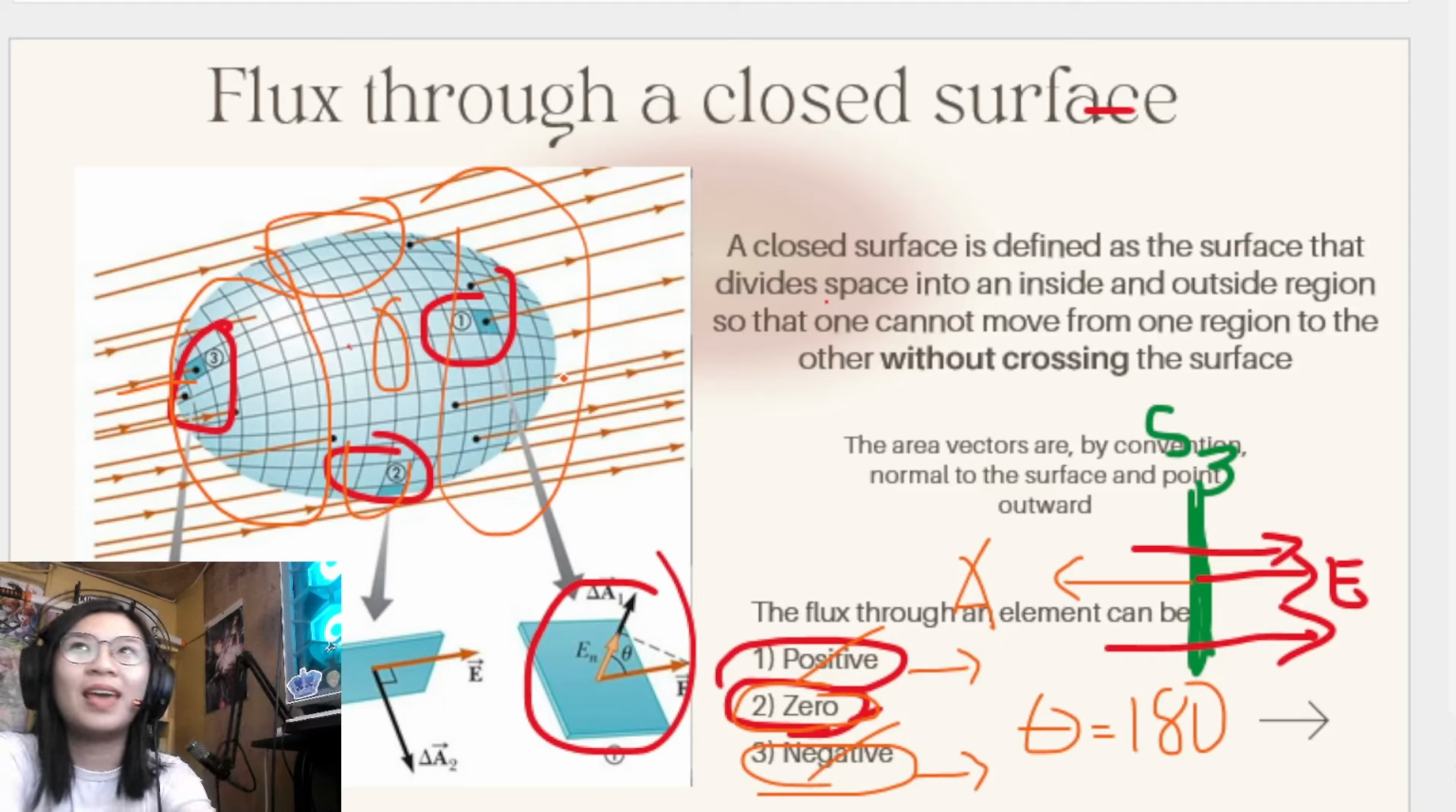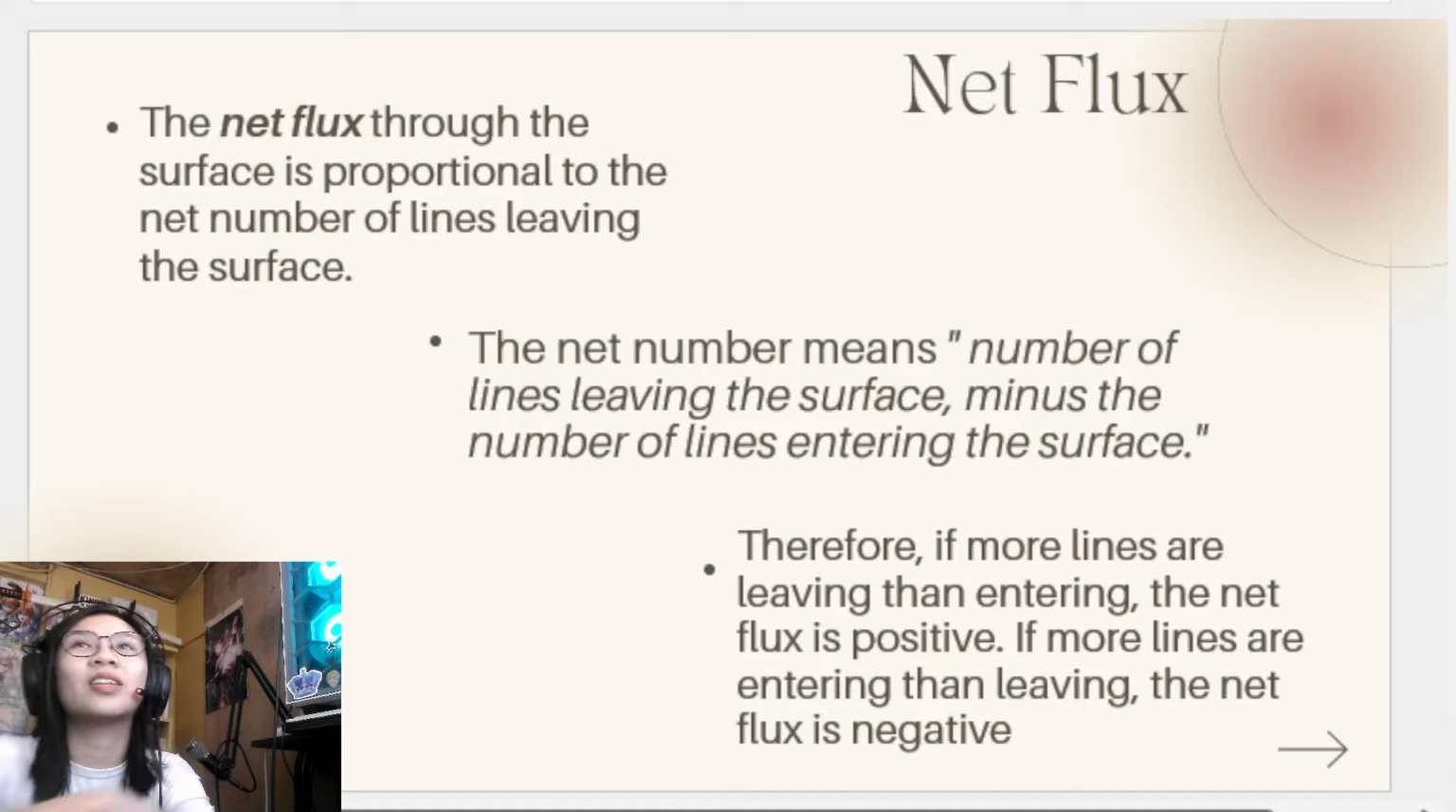Always. Any shape, ma'am? Any shape. It can be a sphere, a cube, a pyramid, anything, as long as it is a closed surface. That is because their net flux is 0. The number of electric field lines entering equals the number leaving, as Gauss tells us. Therefore, their net flux is 0. Net flux is proportional to the number of lines leaving the surface.